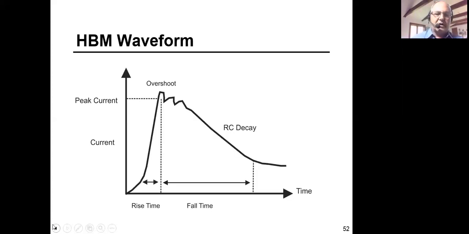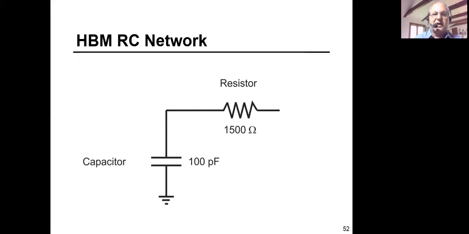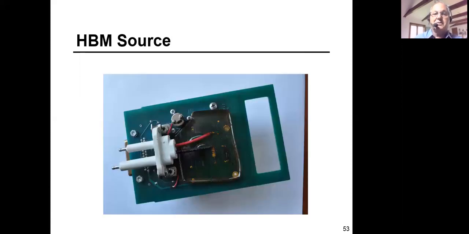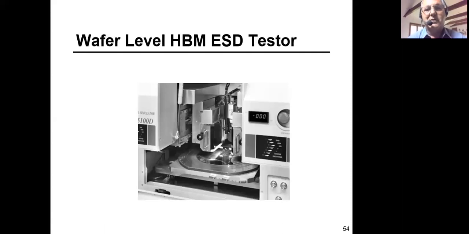Let's talk about testing briefly. What does the human body model look like? The human body model has a 17 to 22 nanosecond rise time and about 150 nanosecond decay. The circuit model is basically a capacitor and a resistor. And actually, this is an example of the resistor-capacitor network from a source.